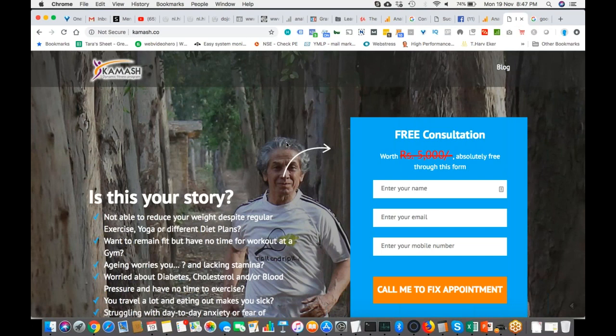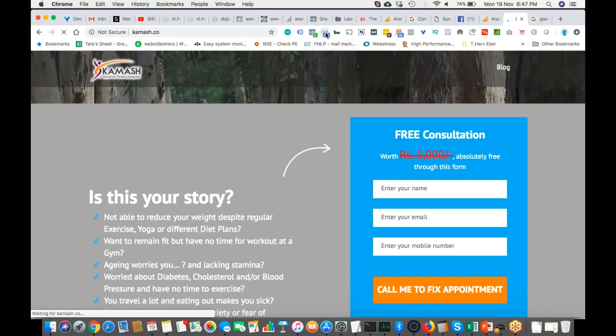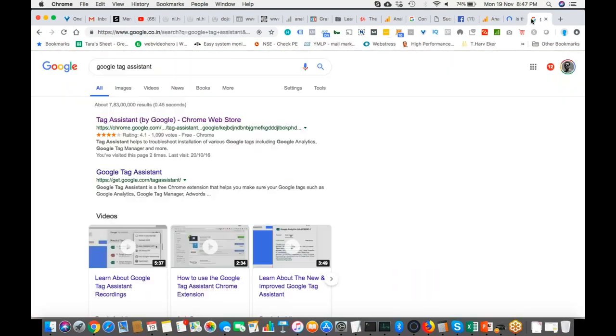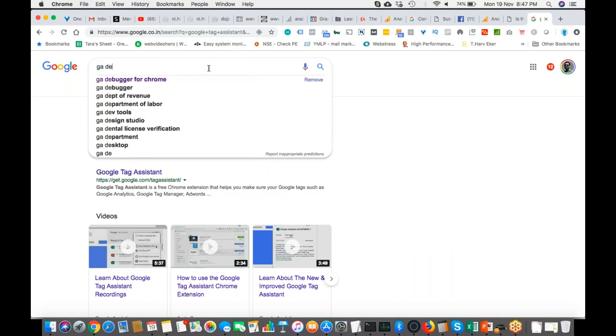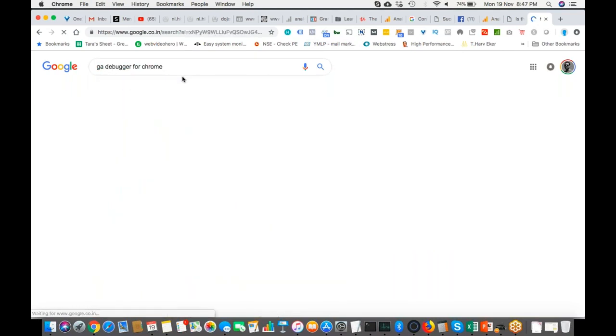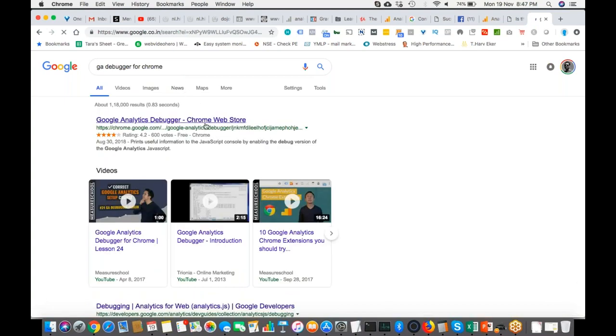Now, what information is sent to Google Analytics servers when a page hit takes place, or an event hit takes place, or a transaction hit takes place? For that, you can use a very interesting plugin called GA Debugger. I have installed this GA Debugger. So what do you have to do? Go to Google and type GA Debugger for Chrome. This is called Google Analytics Debugger.